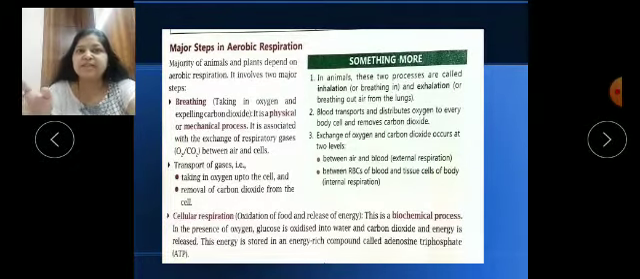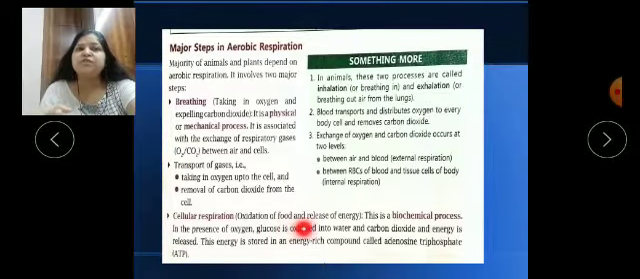Understood this thing, what is breathing? Inhalation and exhalation of gases, O2 and CO2. Now the second term is cellular respiration. Cellular respiration is aerobic respiration. Okay, we are calling it cellular respiration because it takes place inside the cell, inside the mitochondria organelle.